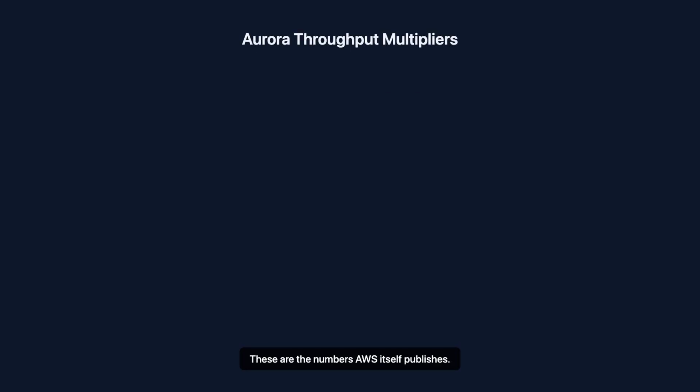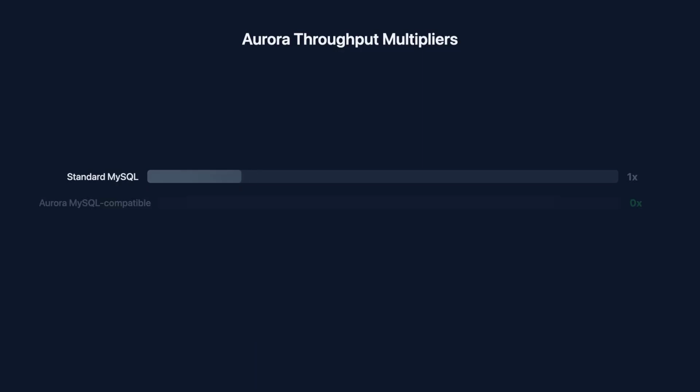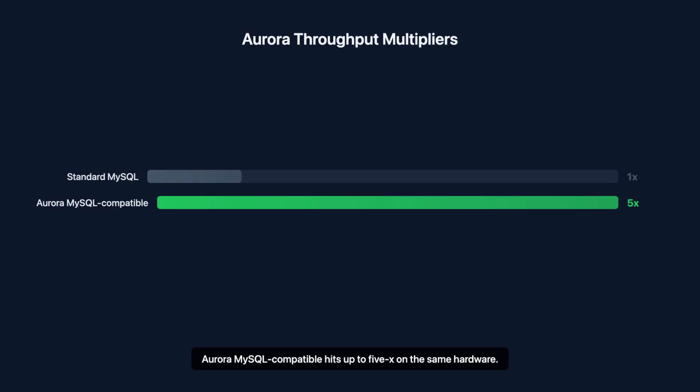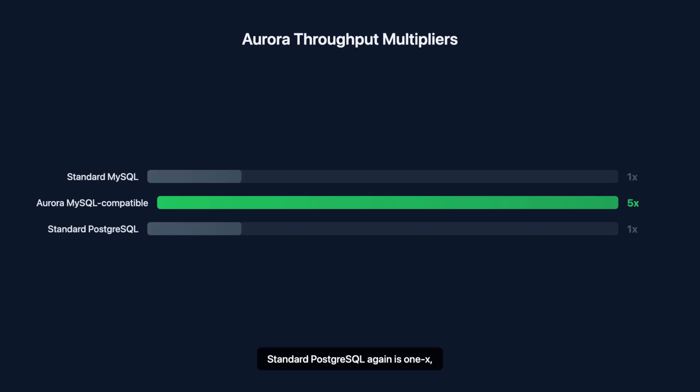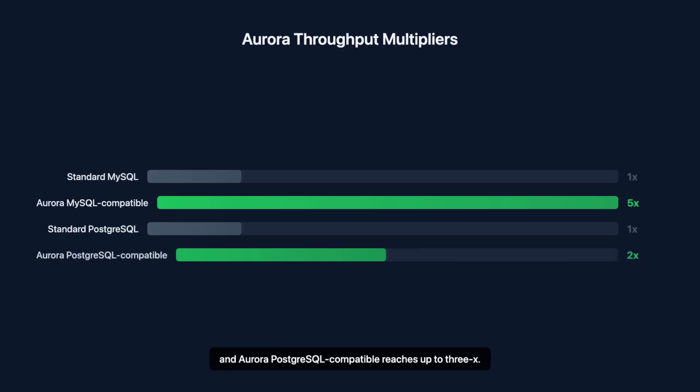These are the numbers Amazon Web Services itself publishes. Standard MySQL is your 1x baseline. Aurora MySQL compatible hits up to 5x on the same hardware. Standard PostgreSQL again is 1x, and Aurora PostgreSQL compatible reaches up to 3x. Same drivers, same SQL, dramatically more throughput.